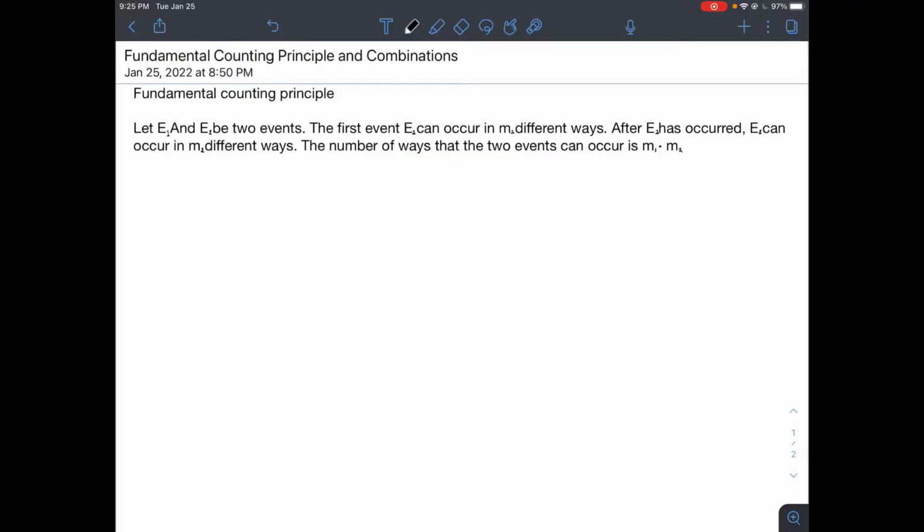Alrighty, today, ladies and gentlemen, we are going to be looking at the fundamental counting principle and combinations.